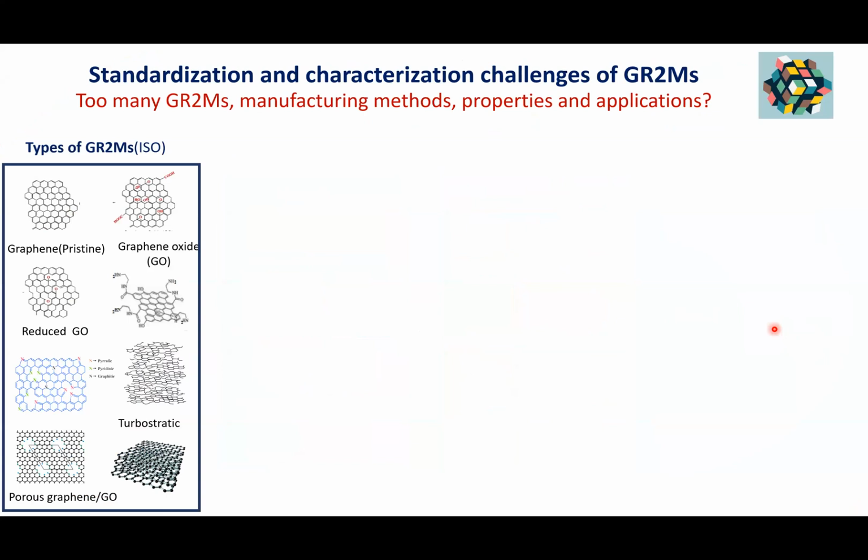So now let me show why standardization and characterization of graphene-related materials is such a challenging and complex problem. Firstly, we have too many types of graphene materials, such as pristine graphene, graphene oxide, reduced graphene, functionalized graphene, doped graphene, thermostatic graphene, and so on. And all of them have remarkably different properties.